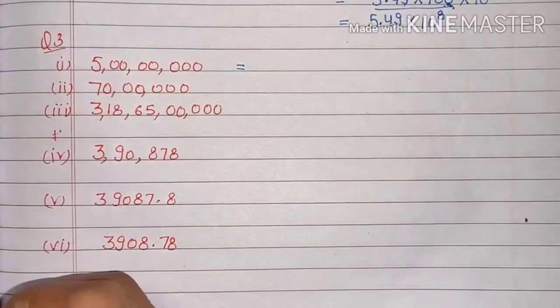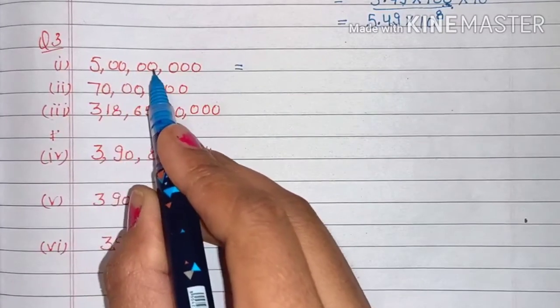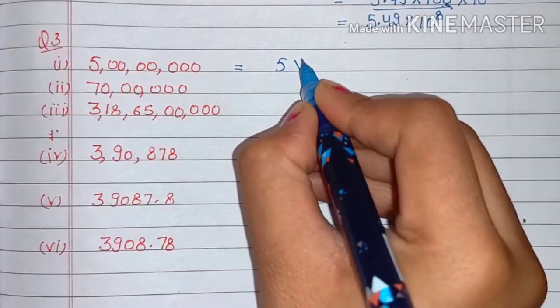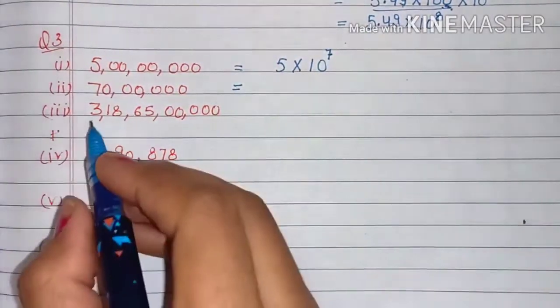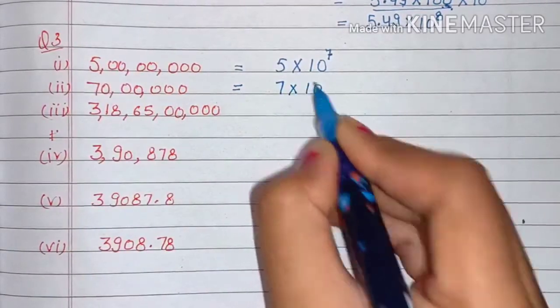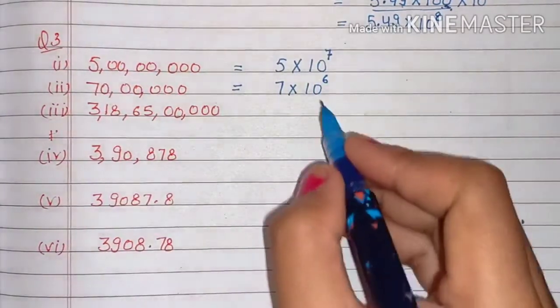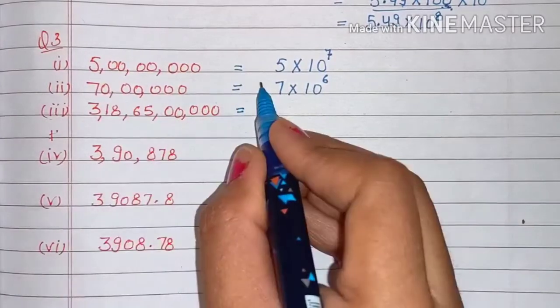Now let's do question number 3. So here we have given 5 and 1, 2, 3, 4, 5, 6, 7 zeros. In the standard form, it can be written as 5 into 10 raised to power 7. And in the second part also, same as 7 into 10 raised to power, 1, 2, 3, 4, 5, 6, 6 zeros. We'll write in the power and it will be 10 raised to power 6. So this is the standard form of this number.